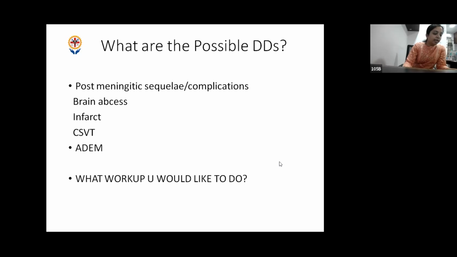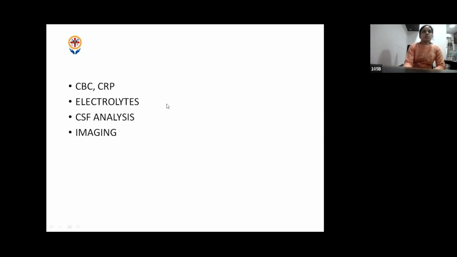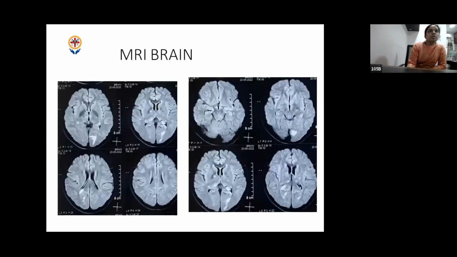So I'd like to send again CBC, CRP and electrolytes, and do imaging, and then decide about CSF analysis. So this is the MRI brain of the same child.